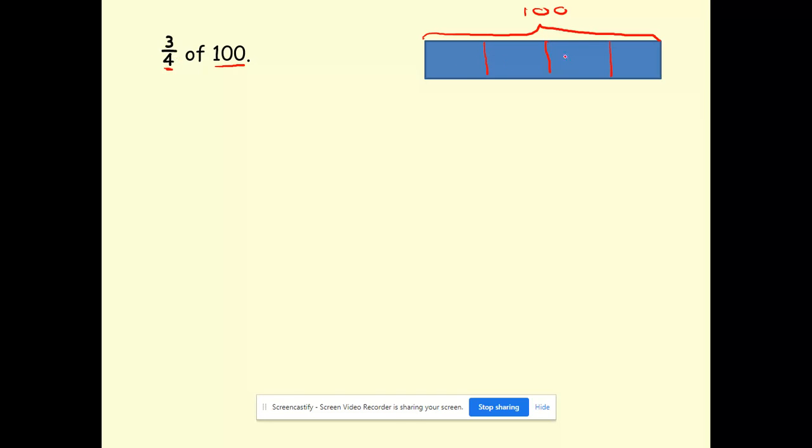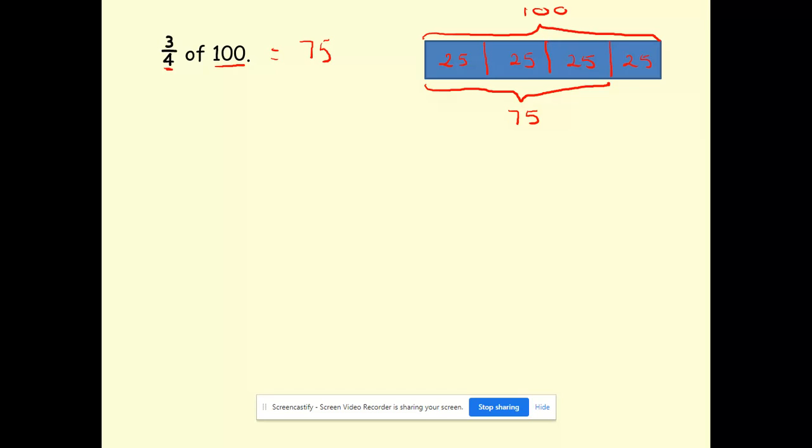So how much is each of these worth? Well, if I have 100 and I share it equally between 4 parts, each part is worth 25. So I've got 25, 50, 75, 100. Now I'm being asked to find 3/4, so 3 out of the 4 parts. So I want 1, 2, 3 out of the 4 parts. And what's that worth? Well, it's worth 25, 50, 75. So 3/4 of 100 is 75.